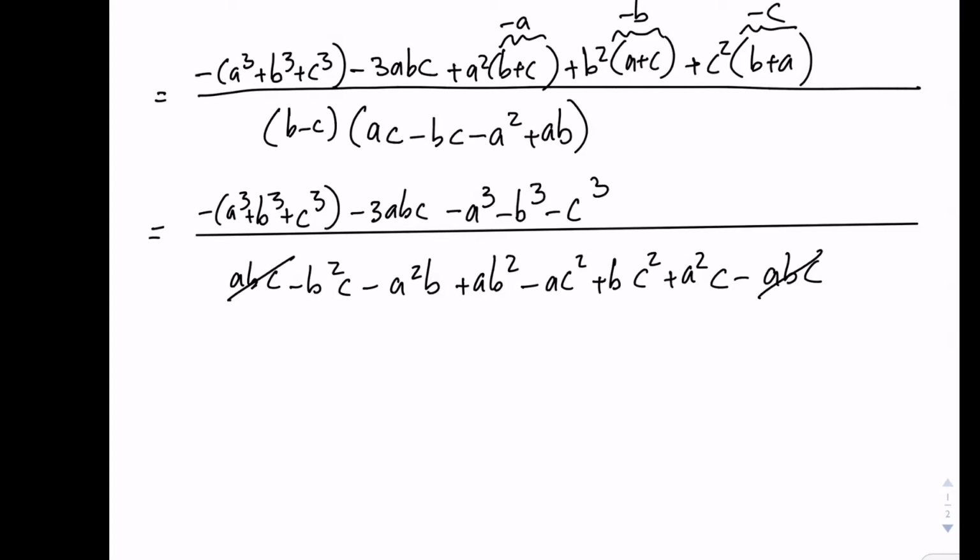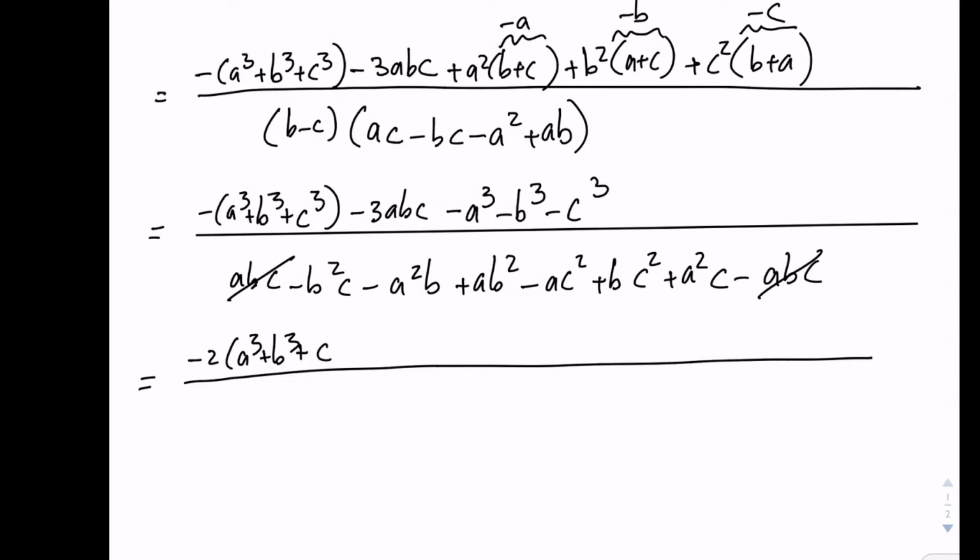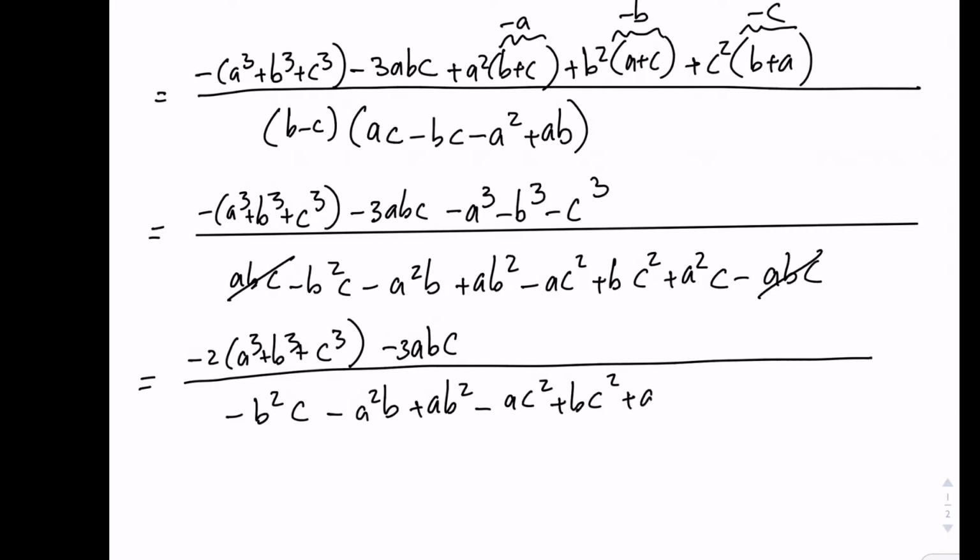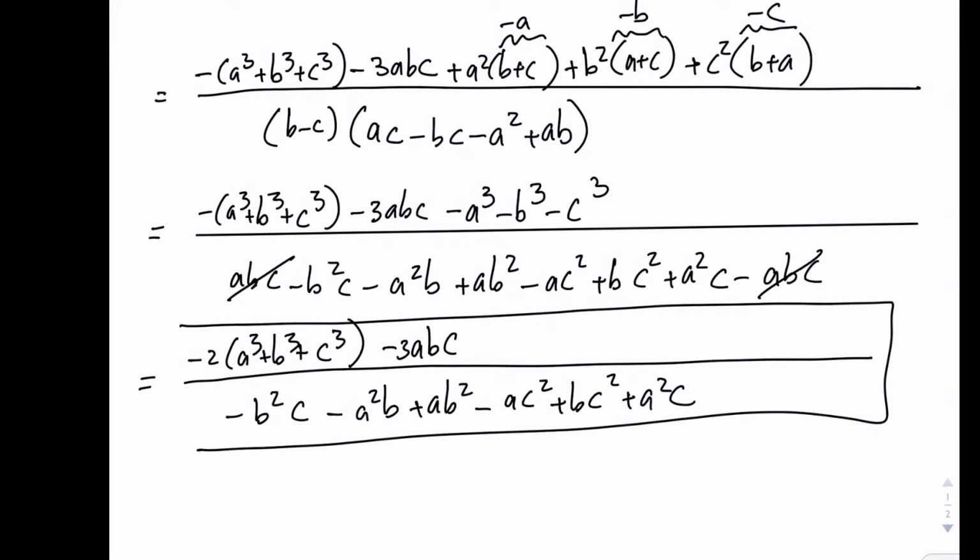Now we can simplify the denominator by canceling out the plus ABC and minus ABC terms. And we can rewrite the numerator as minus 2 times A cubed plus B cubed plus C cubed minus 3ABC, and the denominator will be minus B squared C minus A squared B plus AB squared minus AC squared plus BC squared plus A squared C. So this is P. We keep it as is for now, and now we go and try to simplify Q.